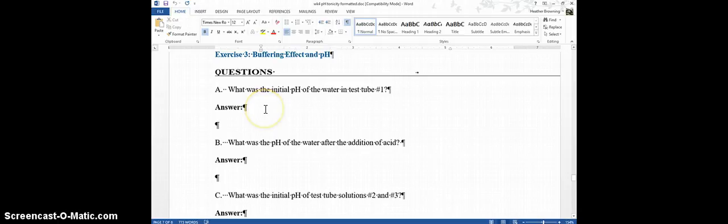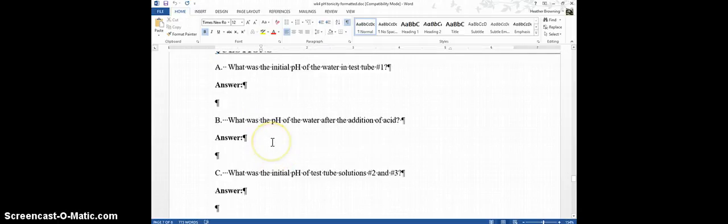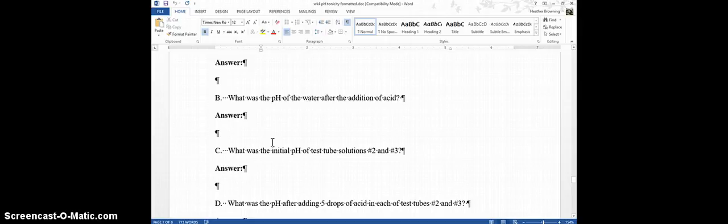So what's your initial pH in the first test tube, which is just water? That's basically your control, right? What's the pH of the water after the acid, right? 4. It should be like 7 to 4 more or less. You might have different things.